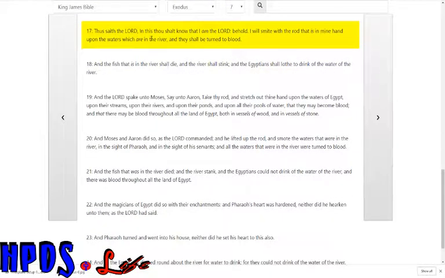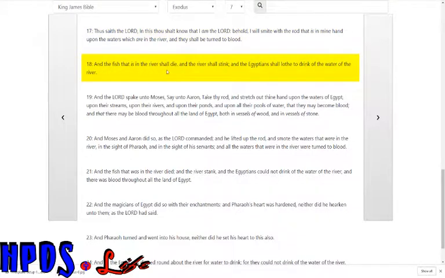Thus saith the Lord, In this thou shalt know that I am the Lord. Behold, I will smite with the rod that is in mine hand upon the waters which are in the river, and they shall be turned to blood. And the fish that is in the river shall die, and the river shall stink, and the Egyptians shall loathe to drink of the water of the river.